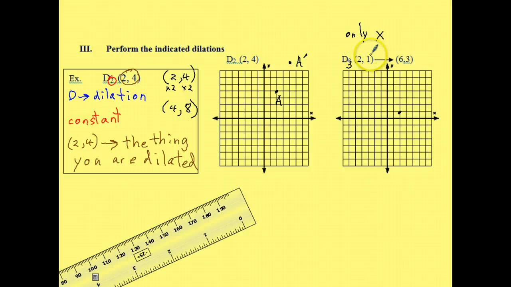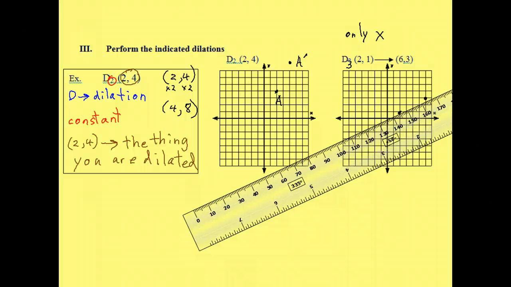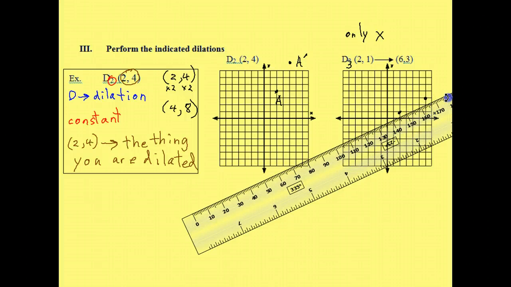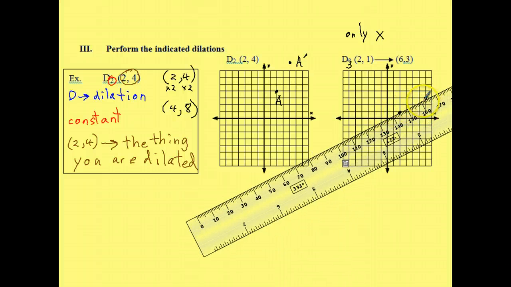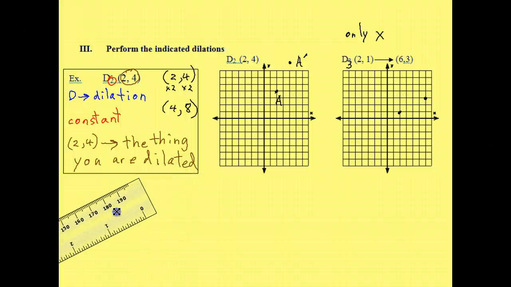Let's see if that's true for the y value. 1 times 3. So it's a dilation of 3. 2, 1, and 6, 3. So 6, 3. And if we put a ruler on it again, we can see that it does grow away. Times 3, up 2 over 1, up 2 over 1, up 2 over 1. Three slopes of 2 over 1.